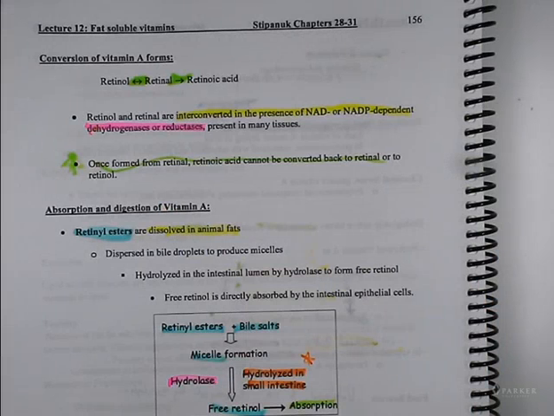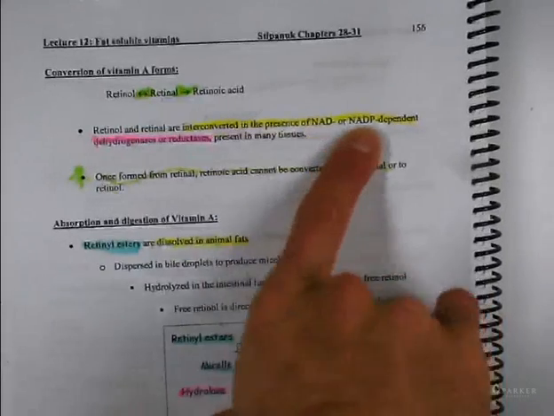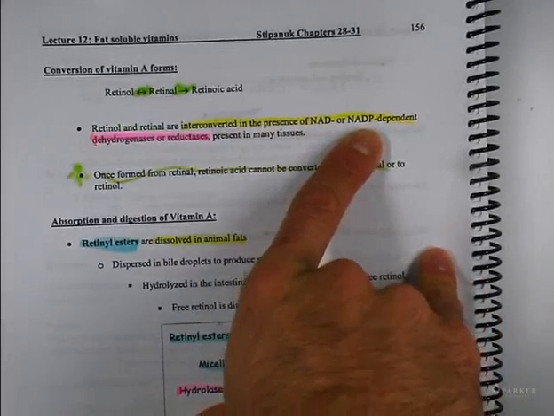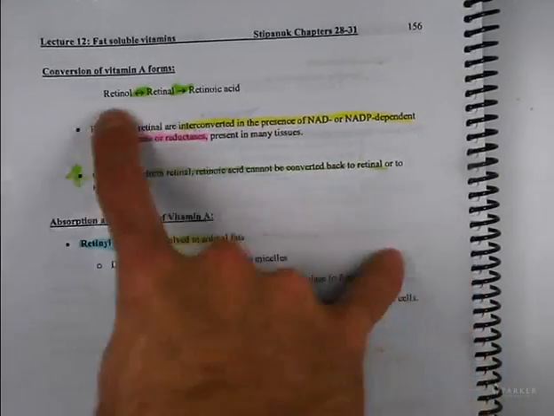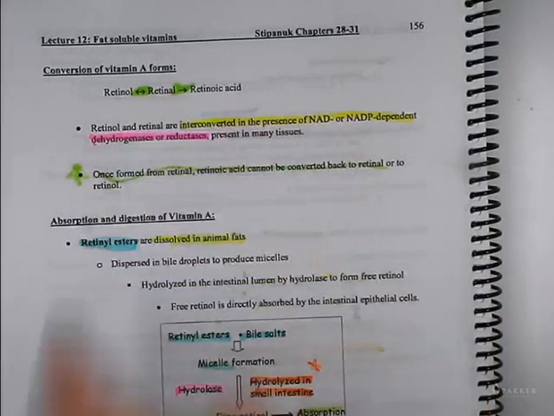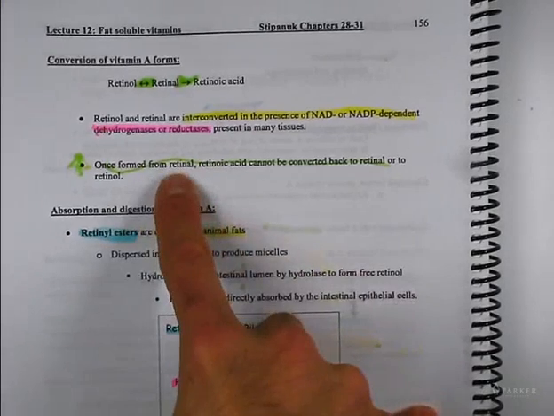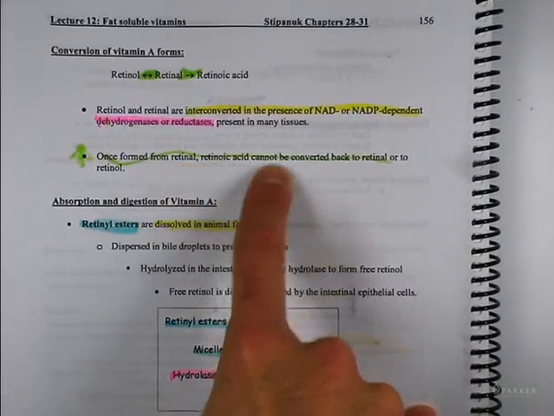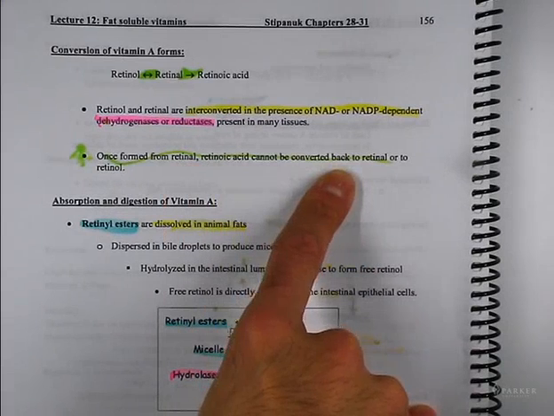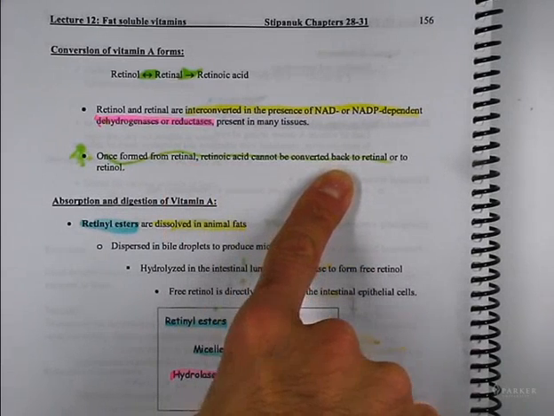Niacin, a.k.a. vitamin B3. So you need vitamin B3, aka niacin, to convert these, because it's NAD, NADPH dependent, because it's an oxidation reduction reaction. Going from a primary alcohol to an aldehyde to an acid is an oxidation reduction reaction. Once formed from retinol, retinoic acid cannot be converted back. So once formed, retinoic acid is final.